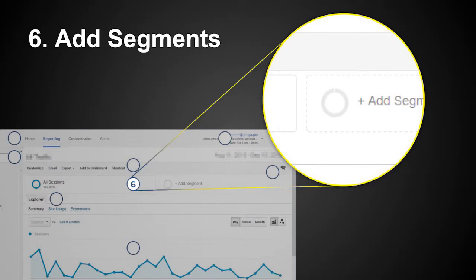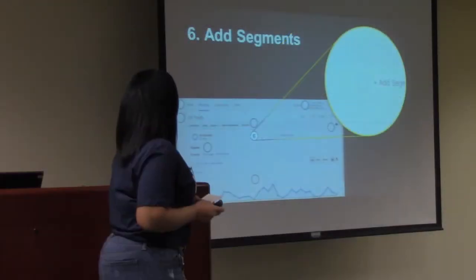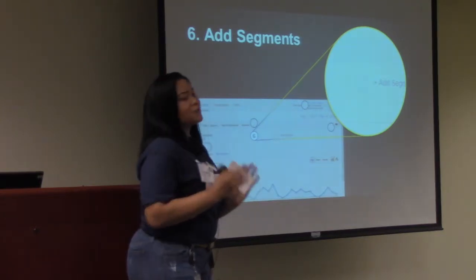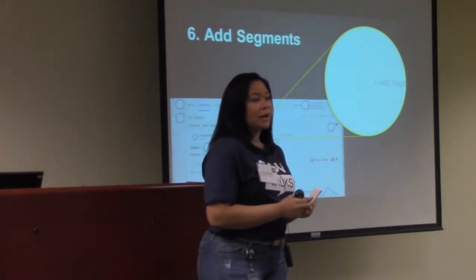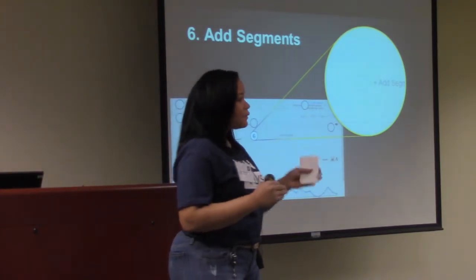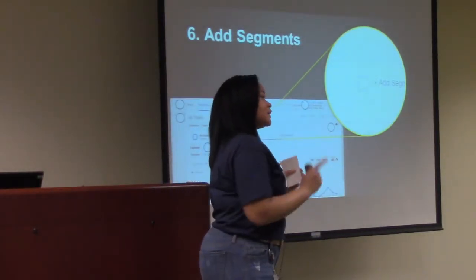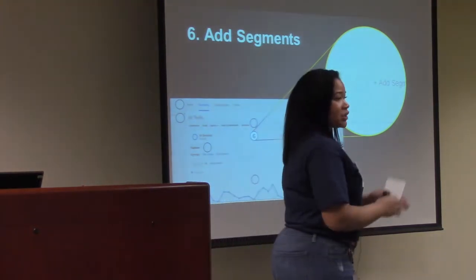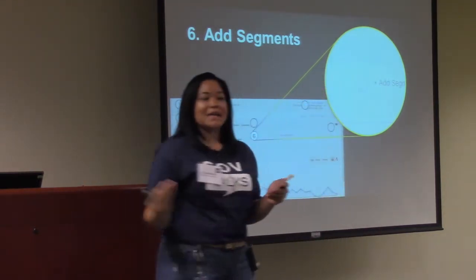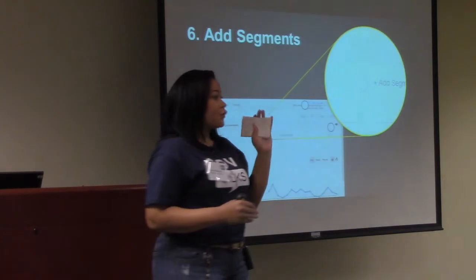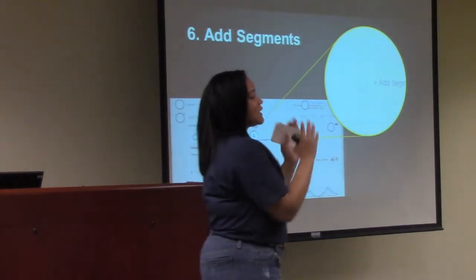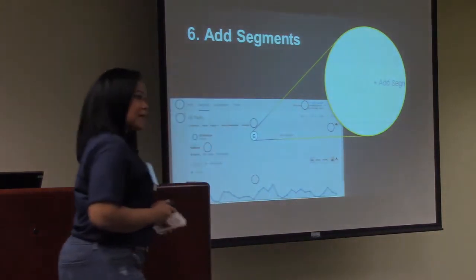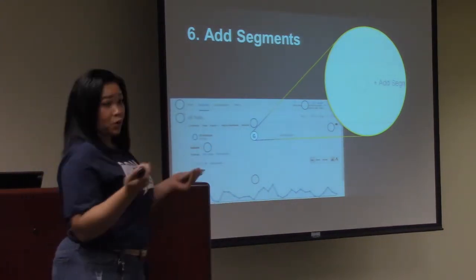The add segment section allows you to add another dimension to your report. So for the most part, when you run reports, it has one dimension. Maybe you just want to find out what are your most popular pages, okay? Maybe you want to add a second dimension to that, like your most popular pages in a specific region of Georgia, okay? So that's where you'll add that dimension to your report.